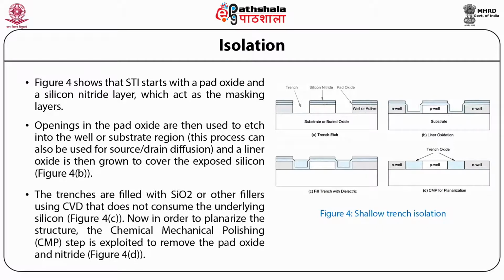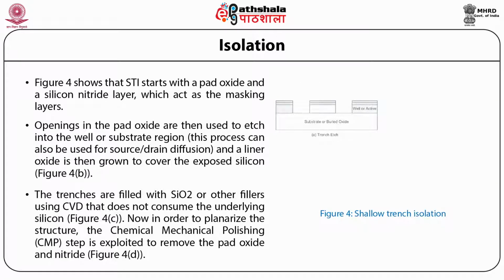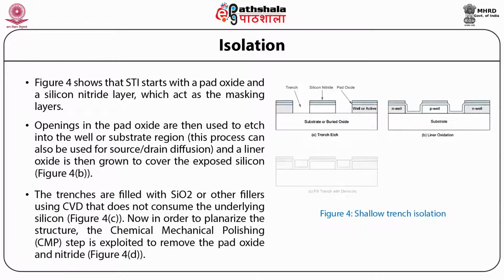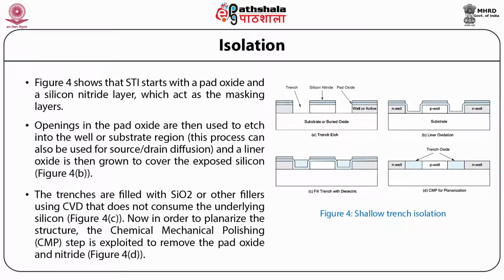The trenches are filled with SiO2 or other fillers using CVD that does not consume the underlying silicon, as shown in figure C. In order to planarize the structure, the chemical mechanical polishing (CMP) step is exploited to remove the pad oxide and nitride as shown in figure D.